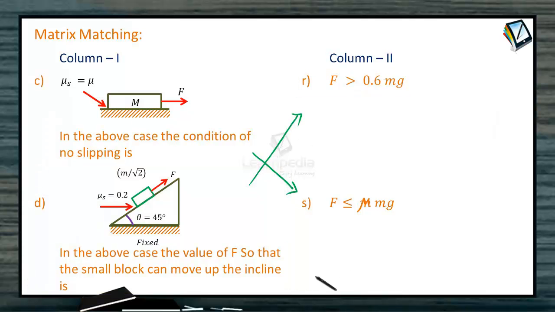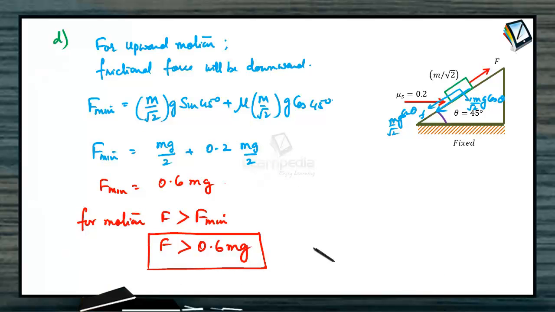So what are the correct answers? For A, it is Q. For B, it is P. For C, it is S. For D, it is R. So the correct answer will be A is Q, B is P, C is S, D is R. This is the correct option for this matrix match.